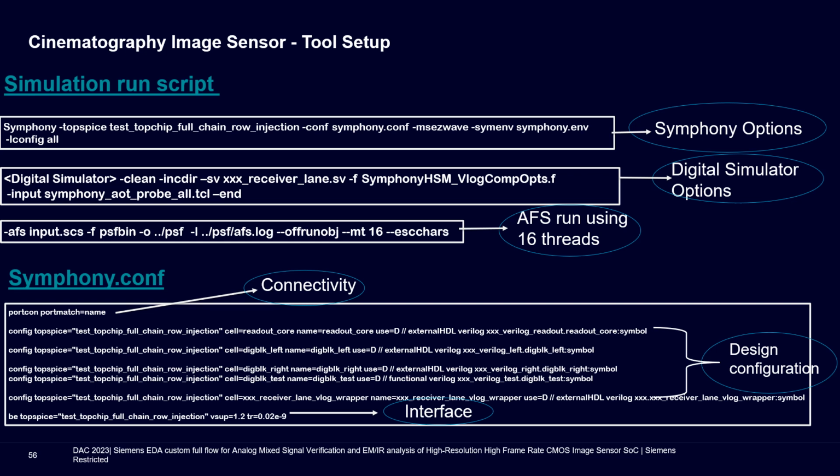This slide shows the tool setup for Symphony, which essentially combines AFS as an analog simulator and the digital simulator of your choice into one platform. For the digital blocks, any valid view like functional or external HDL is supported, as shown under design configuration. For the interface between digital and analog blocks, we can define boundary elements with variables like I/O voltages, rise time, fall time, etc., as shown at the bottom.